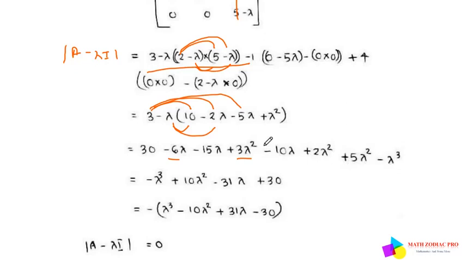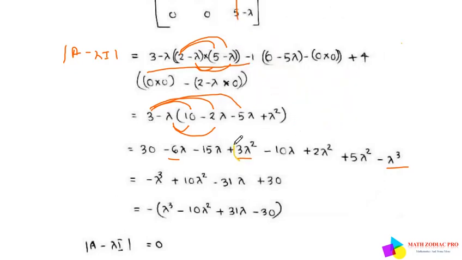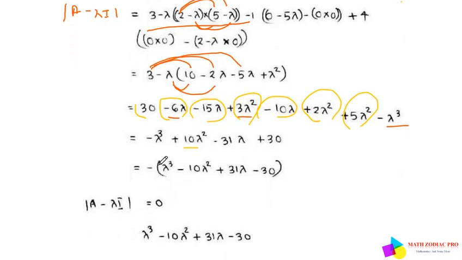The largest degree is 3, so we write in the order cube, square, then lambda. So we get minus lambda cube. Next, lambda square: 3 lambda square plus 2 lambda square plus 5 lambda square, we get 10 lambda square. Next, lambda: minus 6 lambda, minus 15 lambda, and minus 10 lambda, we get minus 31 lambda, plus this 30. Taking the minus bracket, we get minus of lambda cube minus 10 lambda square plus 31 lambda minus 30. So A minus lambda I equals 0, so this value equals 0.